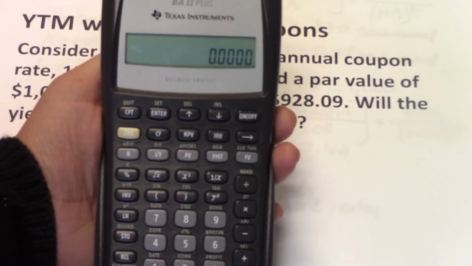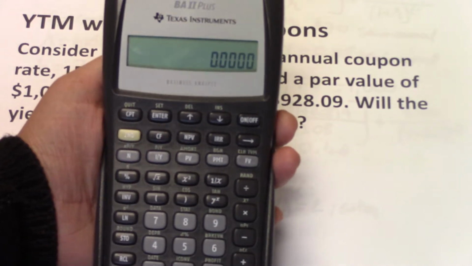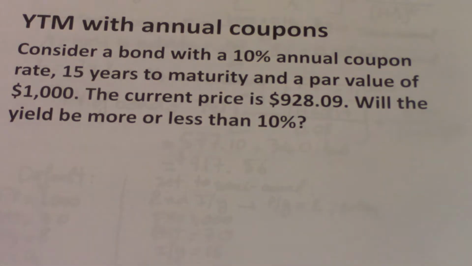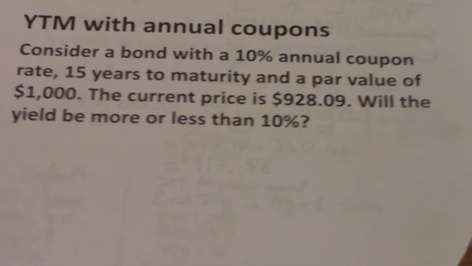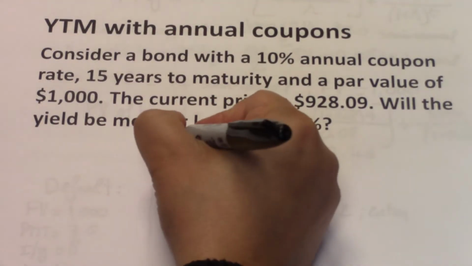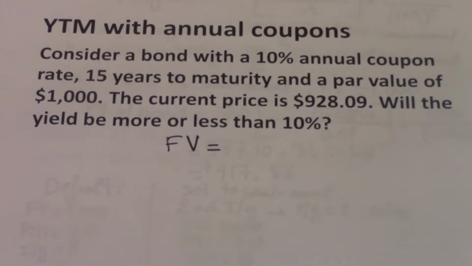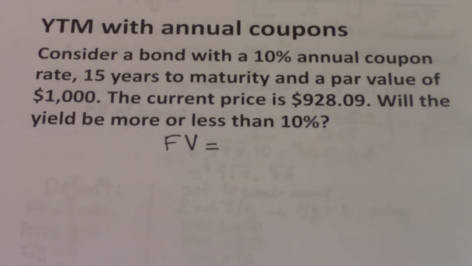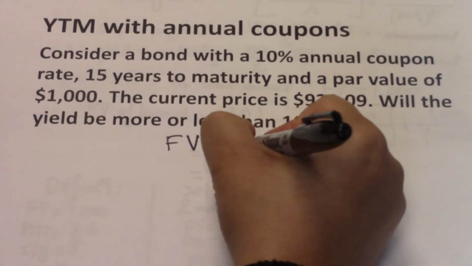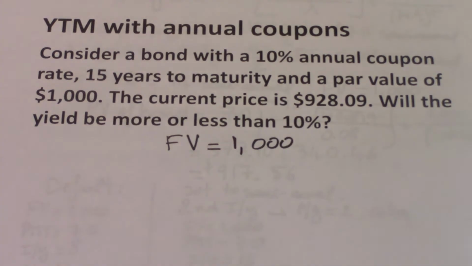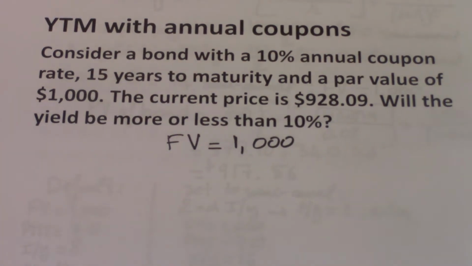And so now we need to determine our inputs for the time value of money keys. Here we start with the future value. Future value is how much the bond will pay us at the end, and the bond usually pays the par value, and so the par value in this case is 1,000. We input it as a positive number because this is a cash inflow to us if we hold the bond.